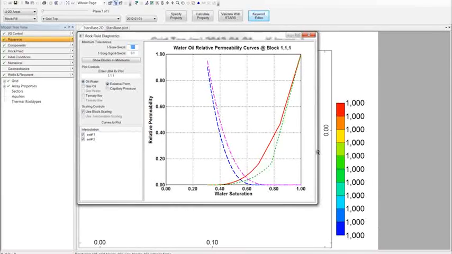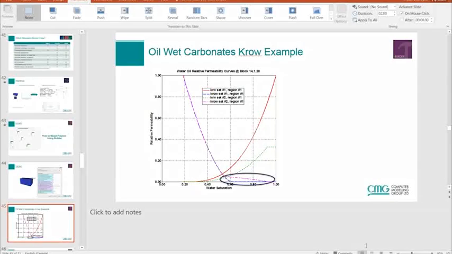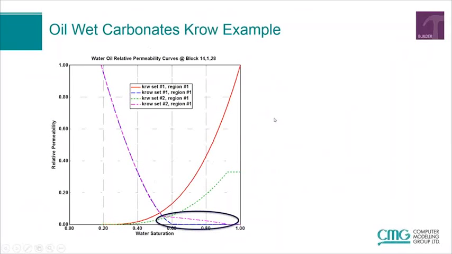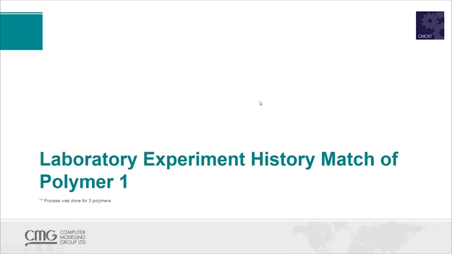So now I'll just go back to our presentation and continue here. So now we'll go through a laboratory history match. And in this study, there's actually 3 different polymers done. We'll just look at the polymer number 1.